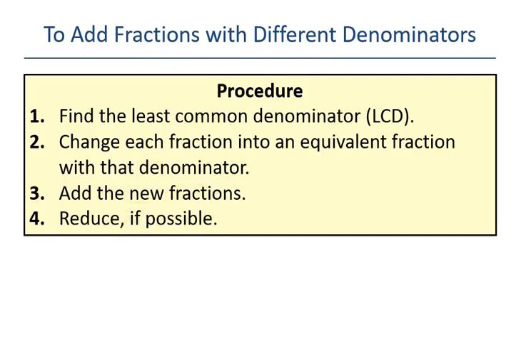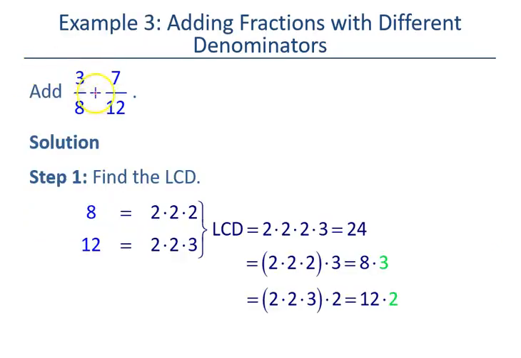Coming in here, we've got one that I've already pulled up as an example for us. We've got 3/8 plus 7 over 12. Step 1, find the LCD. Notice for 8, 2 times 2 times 2 is going to be our 8. 2 times 2 times 3 is going to be our 12. Notice we have three 2's here and just one 3. So 2 times 2 times 2 times 3 is going to be 24.